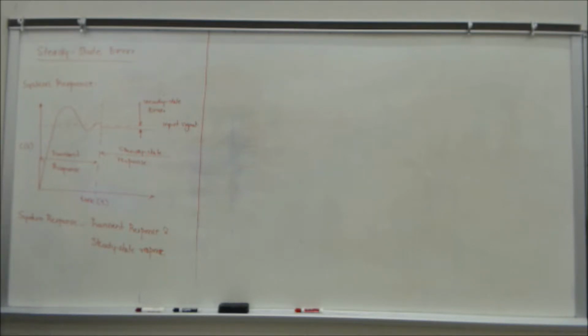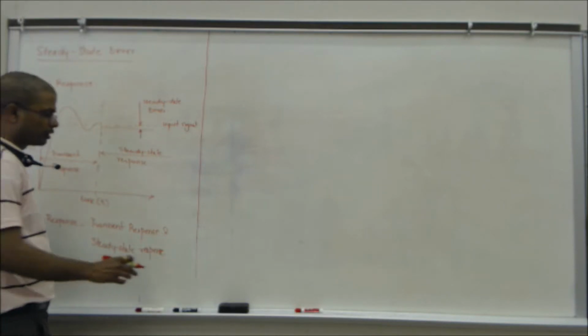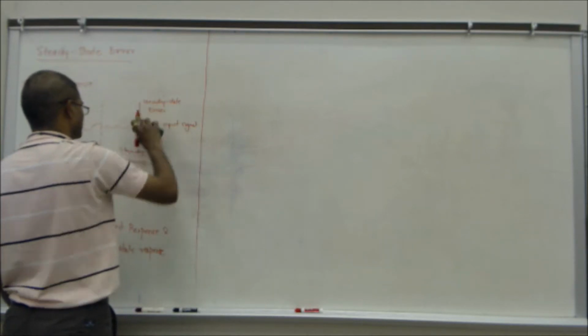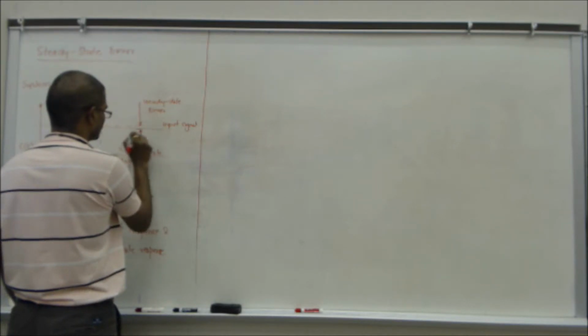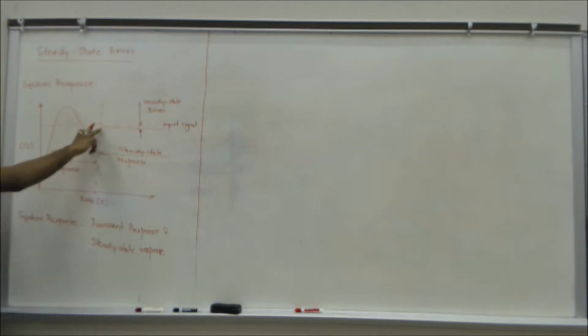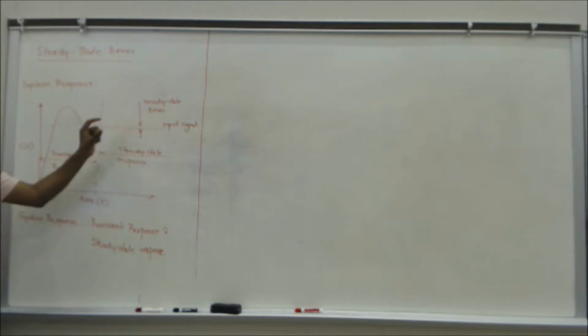So it's the difference between the input signal and the output signal after it reaches steady state. Okay. So you can say it reaches steady state at this point, and that error, steady state error, is the difference between the input, whatever is being tracked, and what the actual output is. The desired output is, for example, this dotted line. This is what you desire. But your actual output or actual response is off by a certain amount. That is your steady state error.